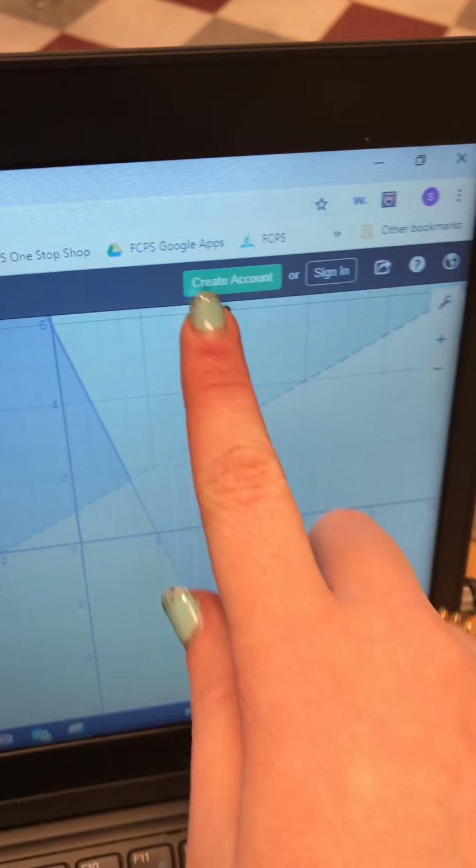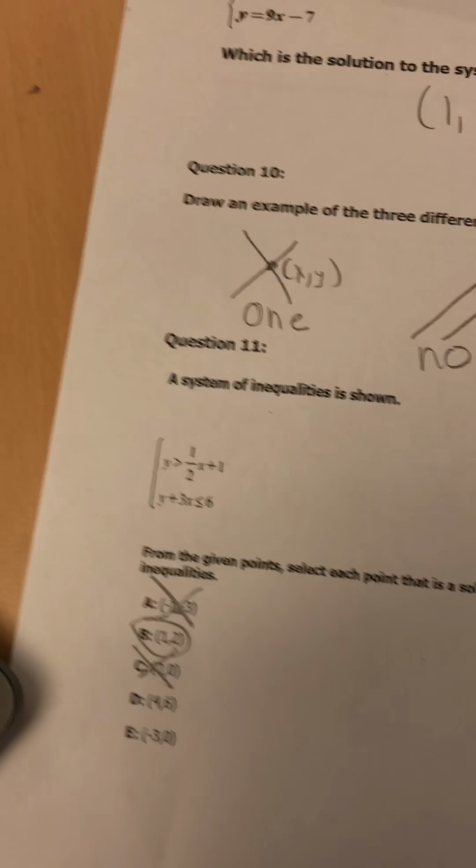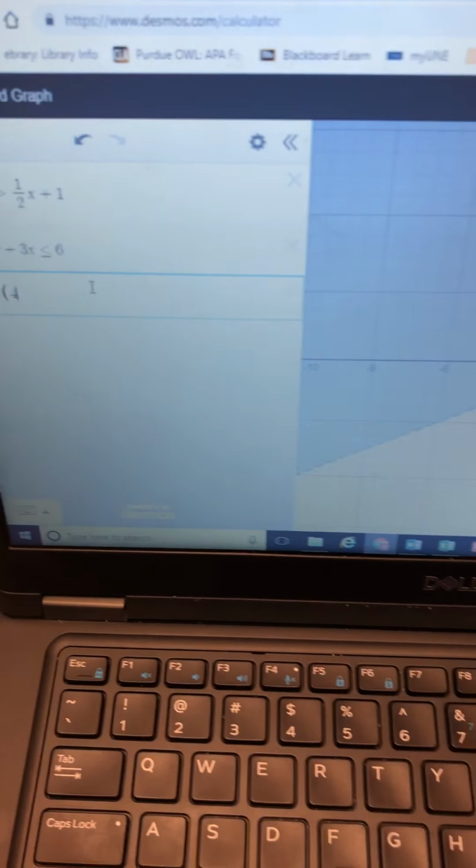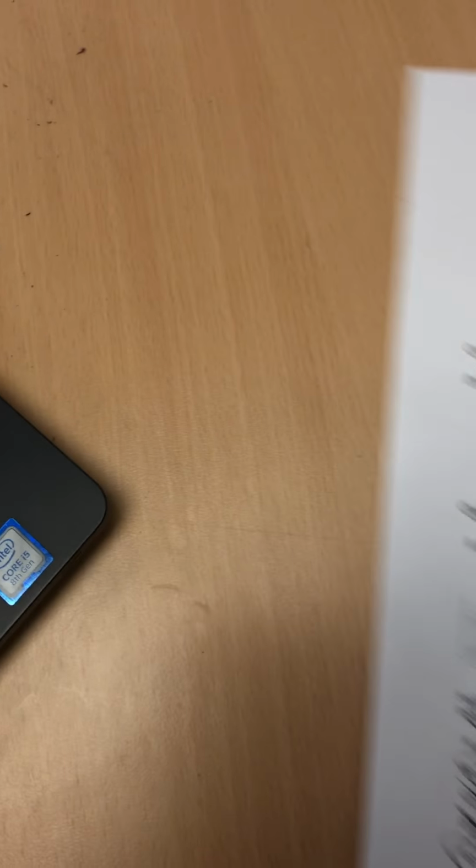Our next one is 4, 6. That did not show up in the purple area, so it is not a solution. And we'll try the last one, -3, 0. Okay, so it showed up in here in the dark purple, so this is also a solution. So my 2 solutions here were B and E.